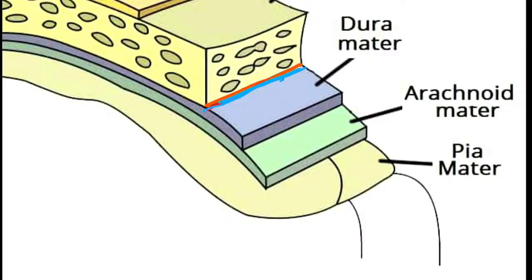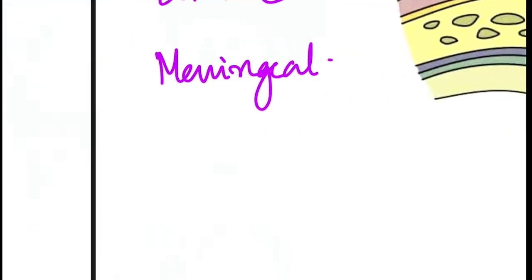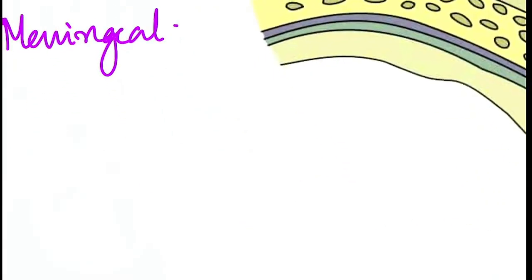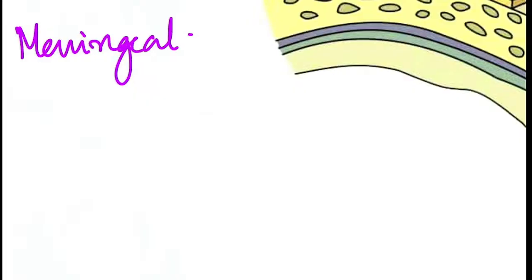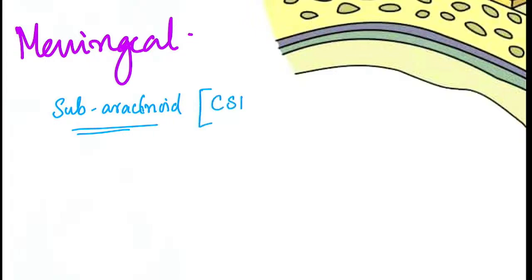Okay, no innervation. But the only important thing which you have to remember is that underneath the arachnoid mater, there is a particular space, and the space which we call the subarachnoid space. Okay, subarachnoid space. This particular space contains the CSF. Okay, and what is the function of CSF? CSF's function is to act like a cushion to the brain.